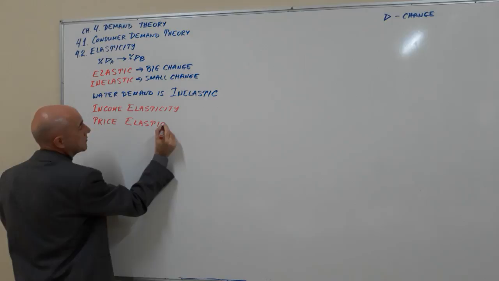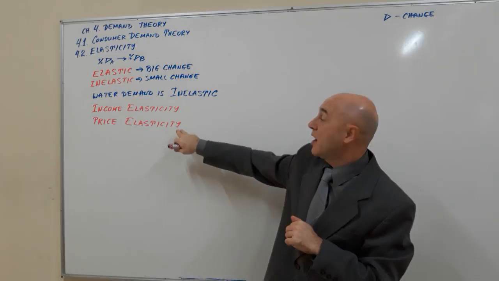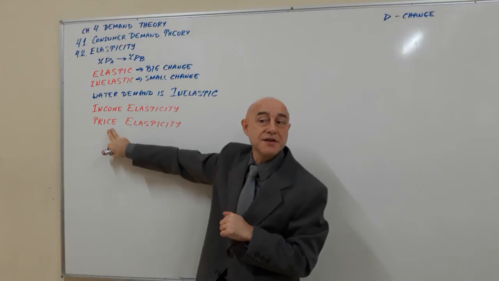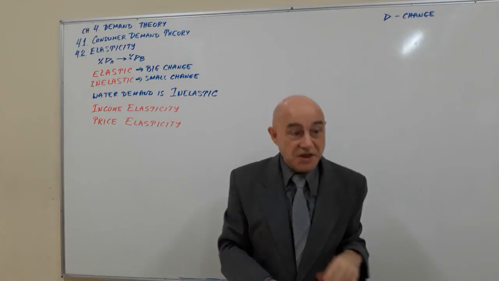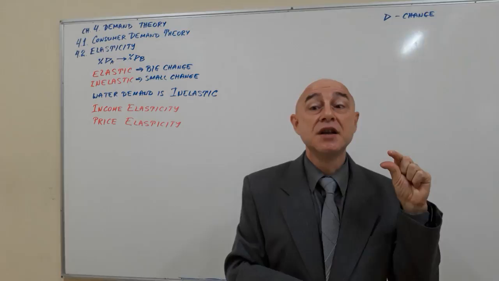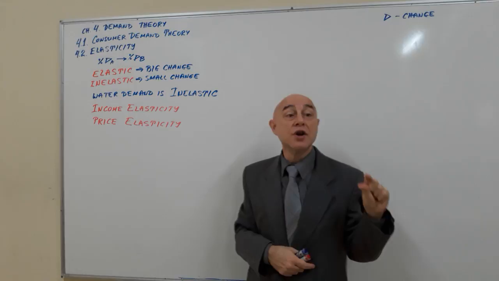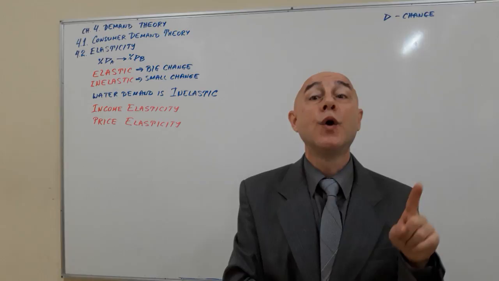So income elasticity is change in demand due to changes in income. Price elasticity is change in demand due to price changes. Okay. We said when demand is inelastic, the change is small. So your price elasticity for water is small, and your income elasticity for water is small. So we say price inelastic. Price can change a lot. And you're also income inelastic for water.